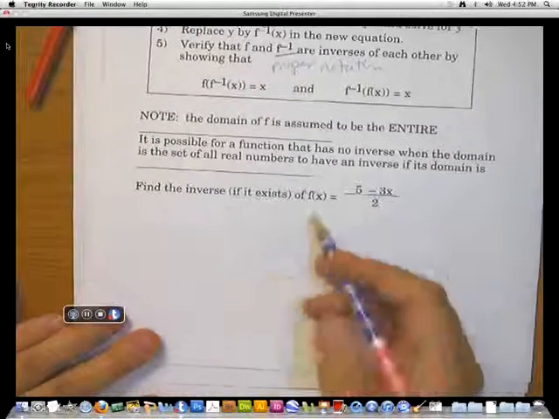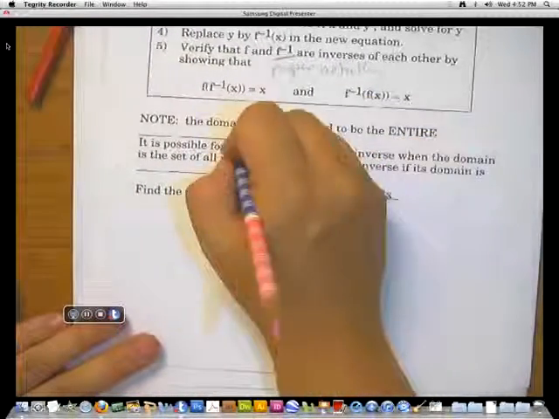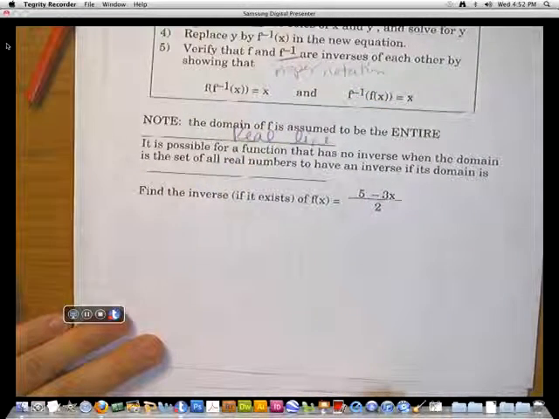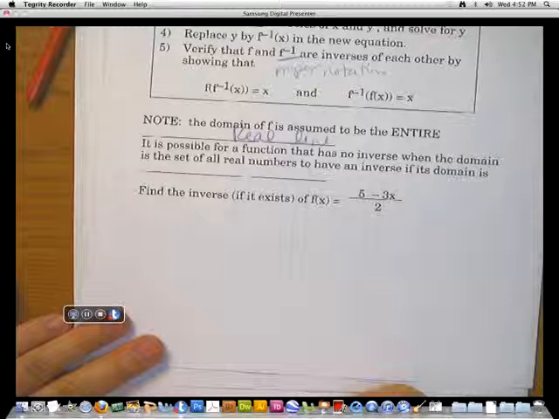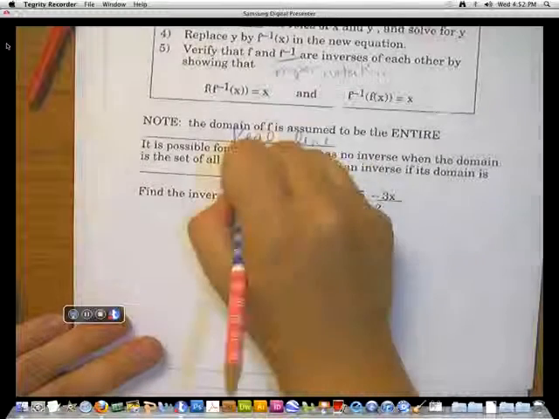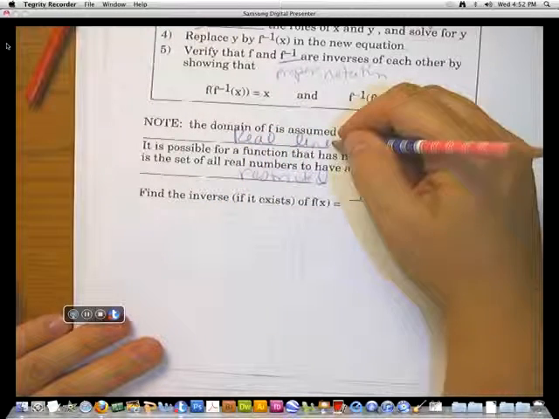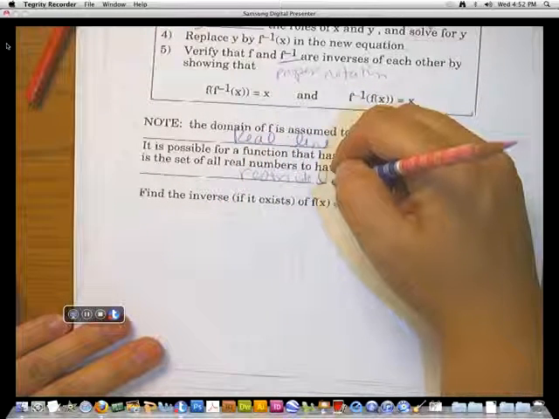If the domain of f is assumed to be the entire real line, it is possible for a function that has no inverse when the domain is the set of all real numbers to have an inverse where its domain is restricted. So I could go from everything to restrictions.